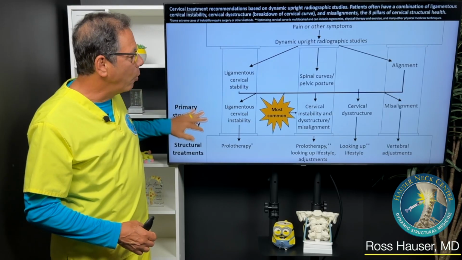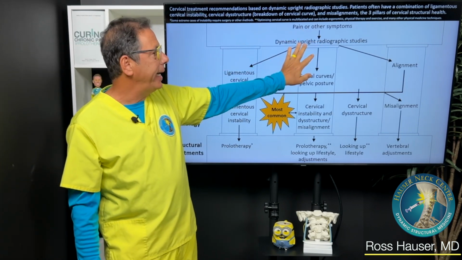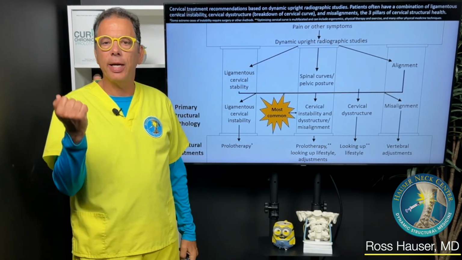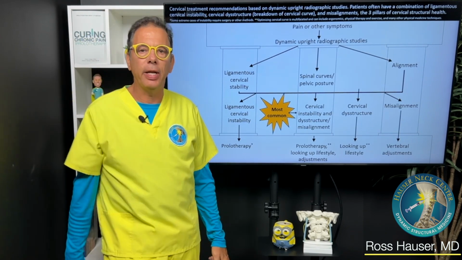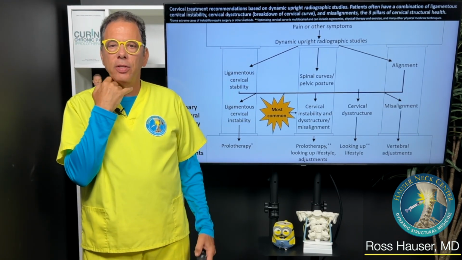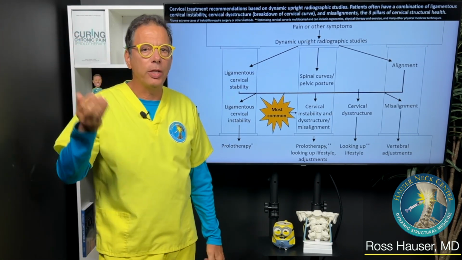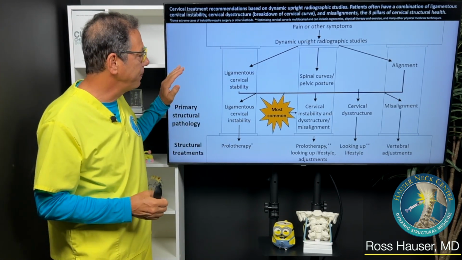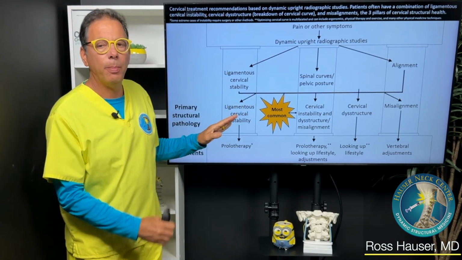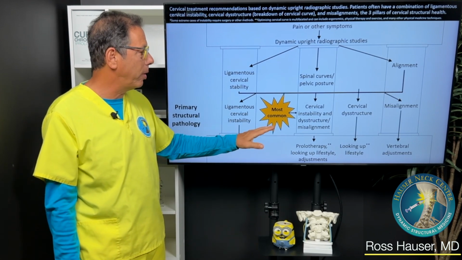This is how we look at it. We do dynamic upright radiographic studies, which we call digital motion X-ray. It'll show the shape of the neck curve. We'll do jugular vein studies to see whether the carotid sheath is getting compressed. We'll look for intracranial hypertension. And then if we find through all the analysis the main problem is ligamentous cervical instability, we'll do prolotherapy.